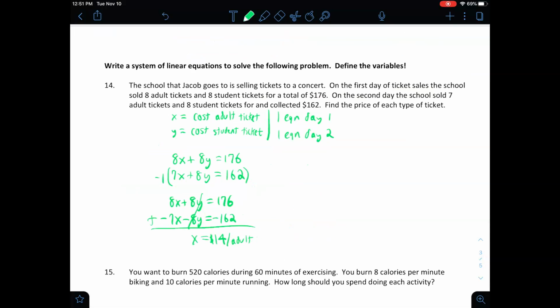And then we got to solve for y. So I'm going to plug into either equation. Let's just plug into the bottom equation. So we have 7 times 14 plus 8y equals 162. 7 times 14 is 98, plus 8y equals 162.